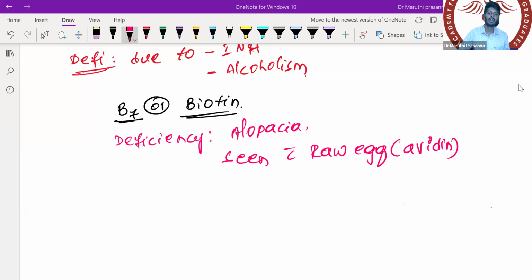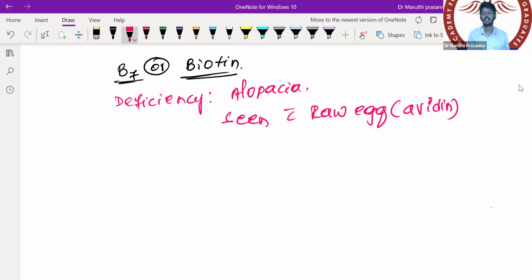Okay. Very good. Alopecia. Alopecia is the clinical.